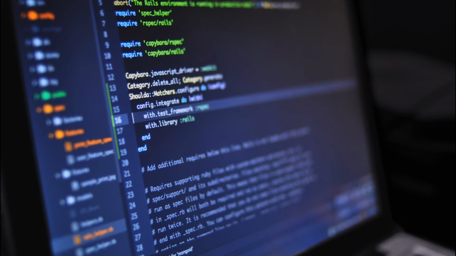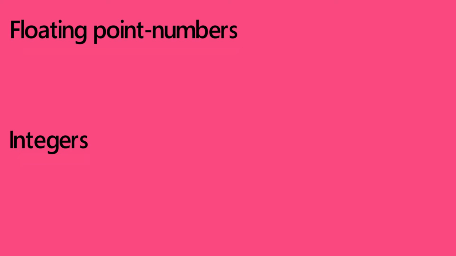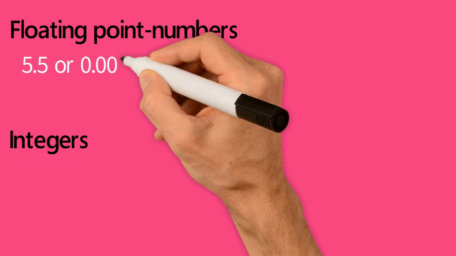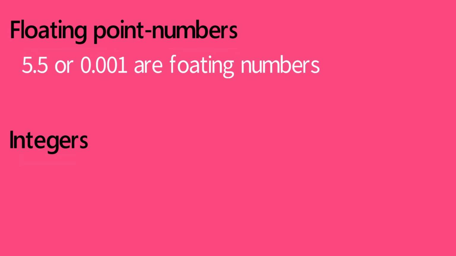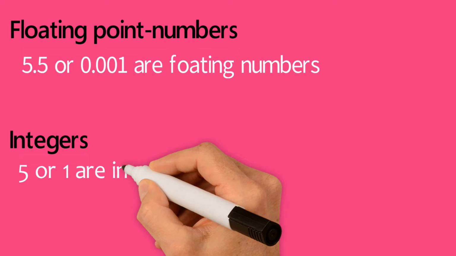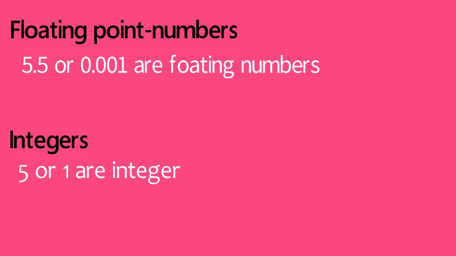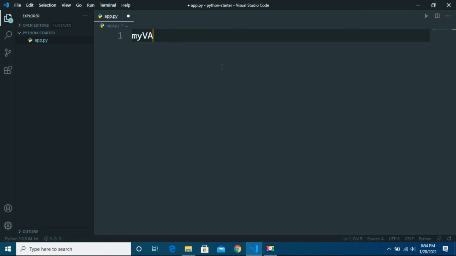We can store numbers in variables. In Python, there are two most commonly used number types: floating point numbers and integers. Floating point numbers are numbers that contain decimal points. For example, the numbers 5.5 and 0.001 are floating point numbers. Numbers that do not have decimal places are called integers. Are you confused? Let's see how numbers are stored in Python. My var equals 2 is an integer.